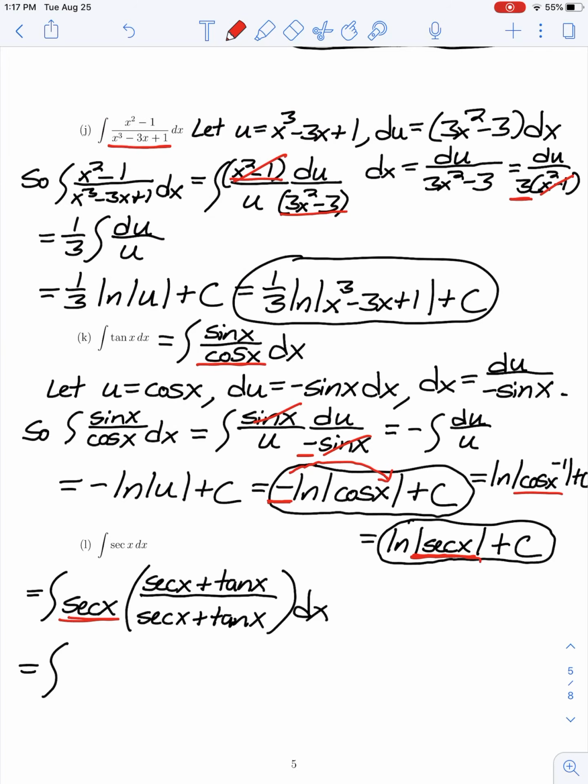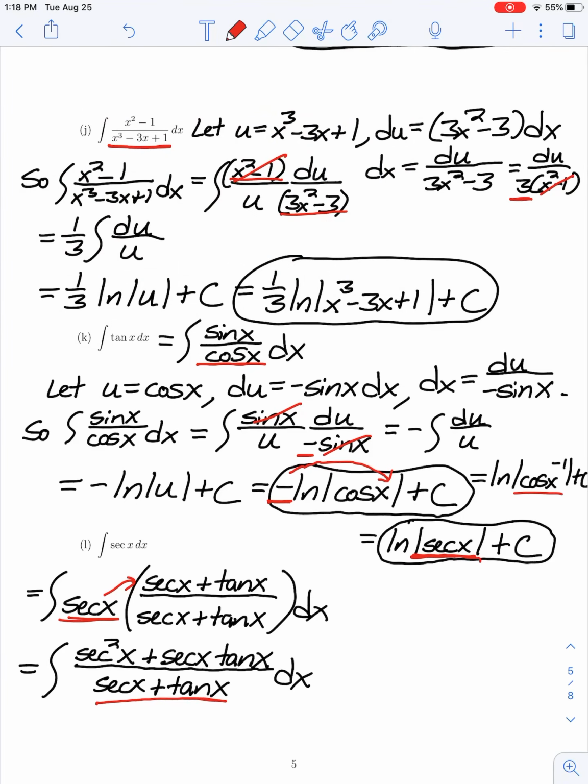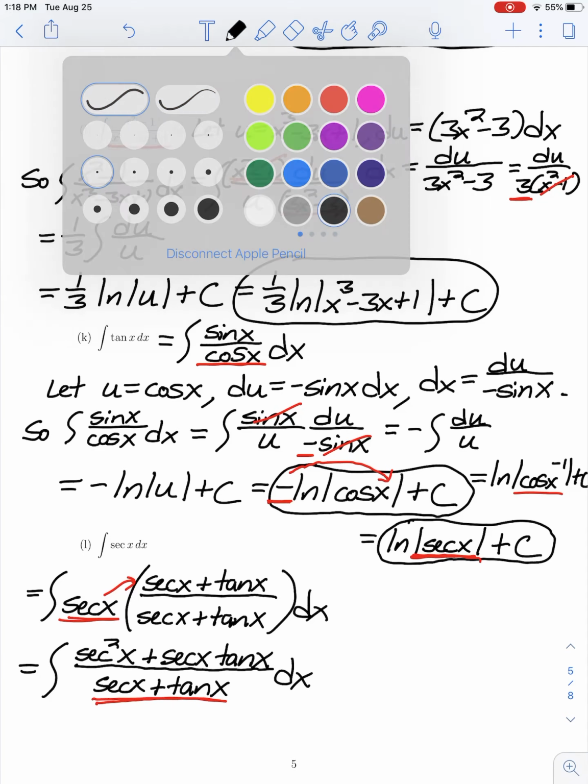So by distributing this secant x term through to the numerator, we have a numerator of secant x squared plus secant x times tangent x. And it's all being divided by our secant x plus tangent x dx. So it seems at first like we're making this much more difficult, but here we're integrating now a quotient of two functions. So let's try a substitution where u will be chosen as this denominator.